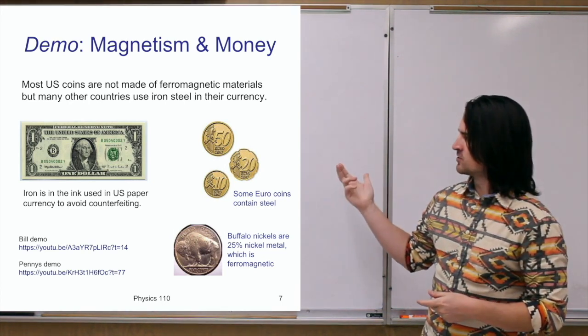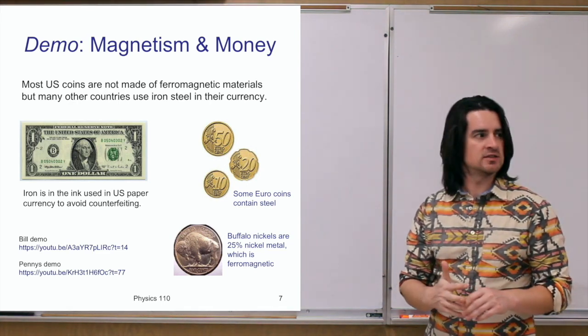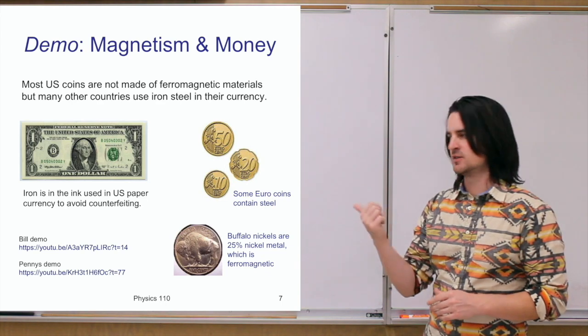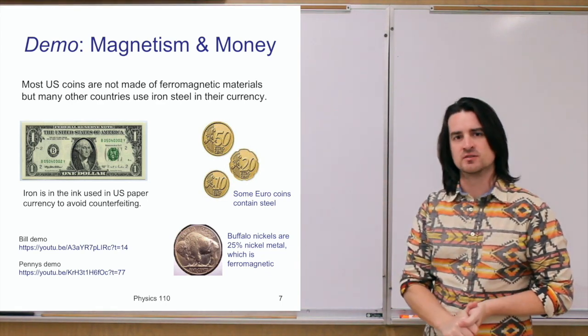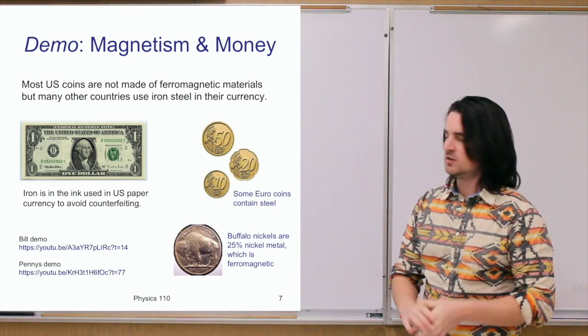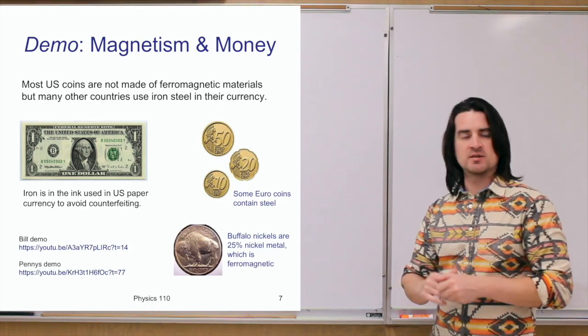Interestingly enough, there's also iron in the ink that is used to print the US currency. So there's actually a little bit of iron inside of that dollar bill. And what does that mean? Well, if it's iron, it's ferromagnetic. If it's ferromagnetic, it can be magnetized and then attracted by a magnet. So let's do that.